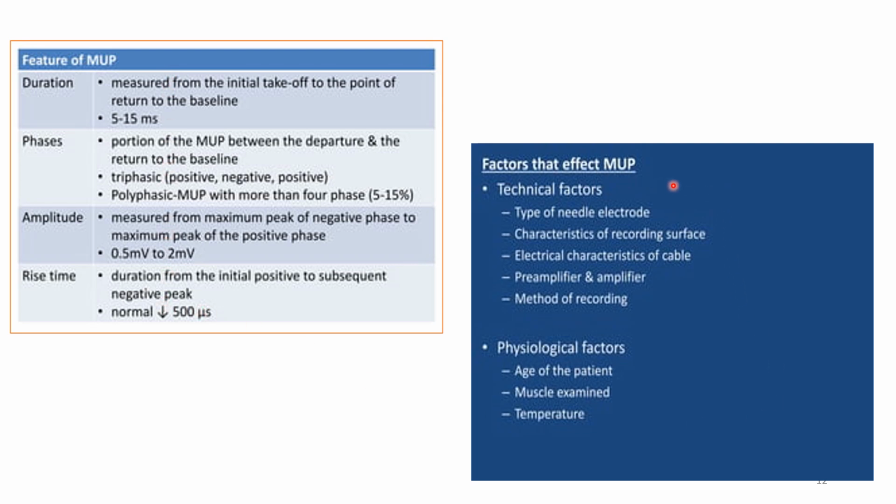Some factors will affect the motor unit potential. What are those factors? Some technical factors or some physiological factors will affect the motor unit potential. Technical factors like the type of needle electrode used and characteristics of the recording surface, electrical characteristics of the cable, pre-amplifier and amplifier, and method of recording. All these are the technical factors which affect the motor unit potential. And some physiological factors like the age of the patient, the muscle which is examined, and the temperature will also affect the motor unit potential.